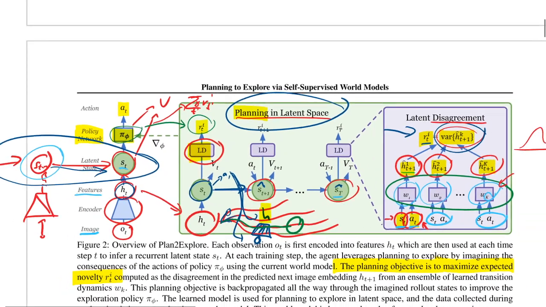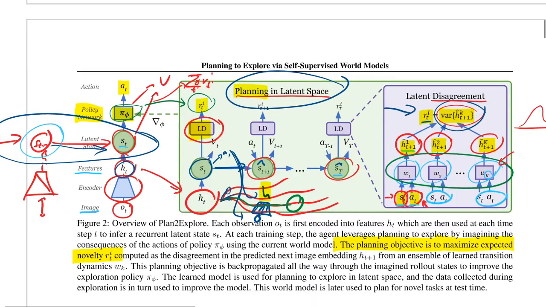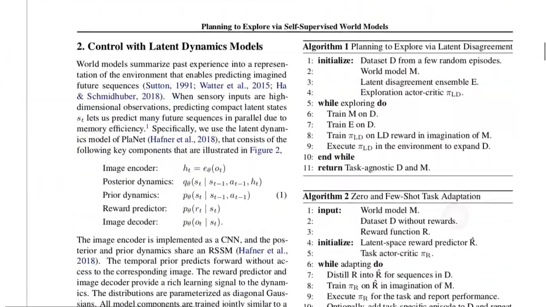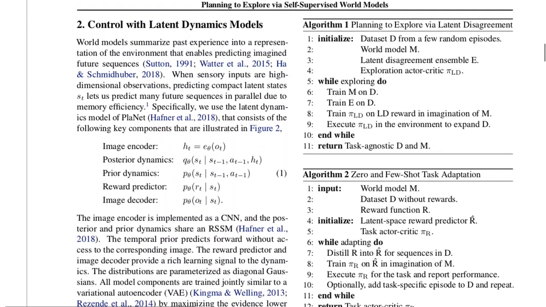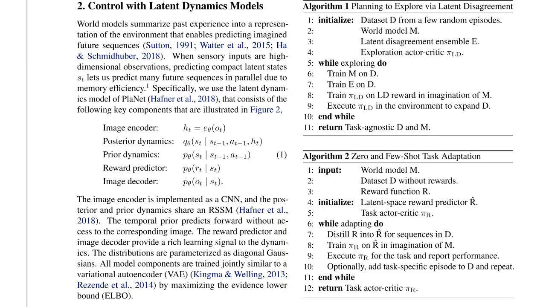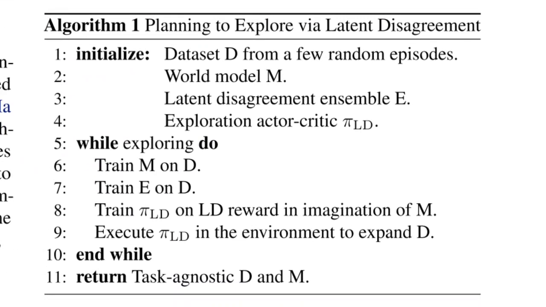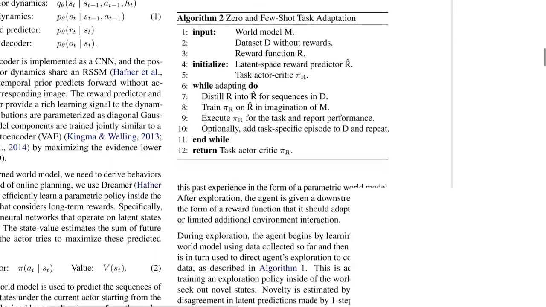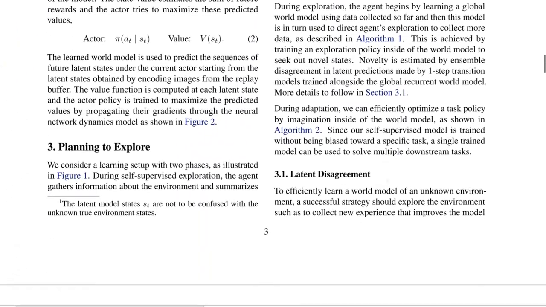I might be wrong, though. They do have the code, which is a really good thing. So I'll link to the code, and you can go and explore that. They do have this algorithm down here, which is pretty much saying nothing. While exploring, train the world model, train the latent disagreement ensemble, train the policy in imagination. Rather, it helps a bit, okay.